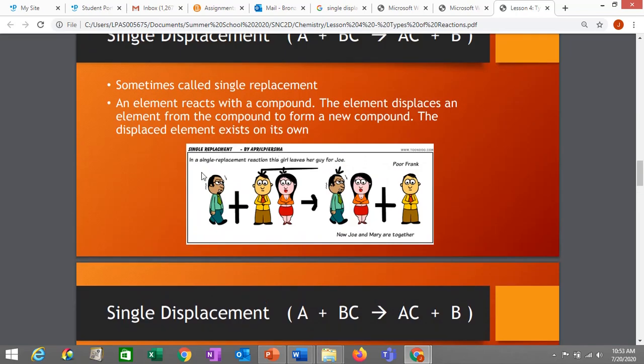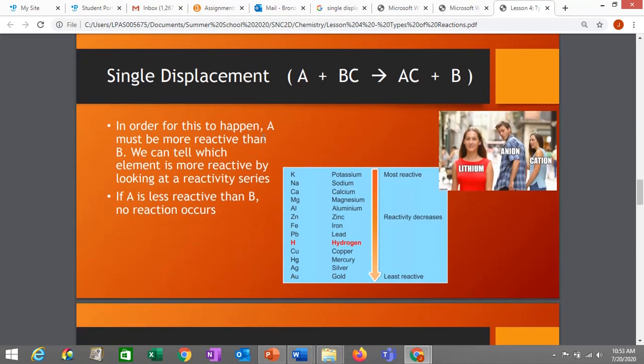So Joe over here can displace Frank. Frank, unfortunately, just doesn't have the right stuff. He can't go back and displace Joe. So what does that have to do with this reaction? Well, if A is more reactive than B, the reaction can take place. But if B is more reactive than A, the reaction cannot.